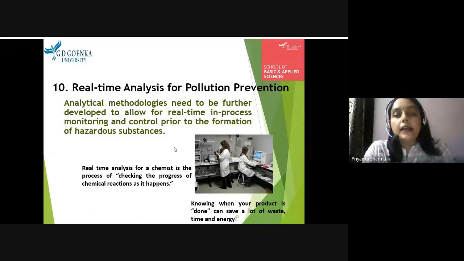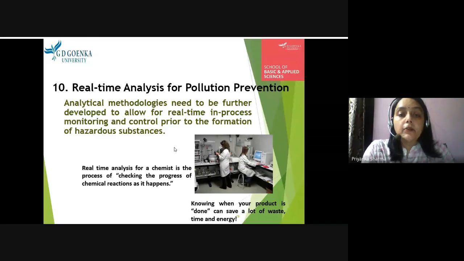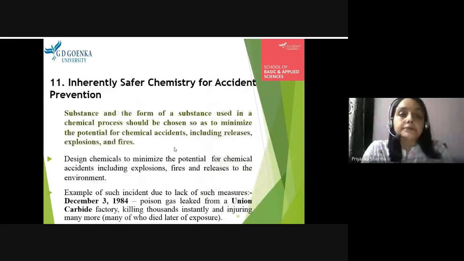Now another principle is real-time analysis for pollution prevention. Whenever we are doing any chemical transformation or synthesis in the laboratory, what are we doing? We are monitoring the reaction. What does it mean? We are checking the progress of the chemical reaction, how it is happening. Once the reaction is completed, we should stop the reaction. If we are not doing real-time analysis, if we don't stop the reaction once it is completed, then we are wasting time and energy, or it may lead to the formation of some hazardous substance. That can also be controlled if we are monitoring the process while the reaction is going on. So if we are saving time and energy, again we are preventing our environment from various kinds of pollution which can occur.